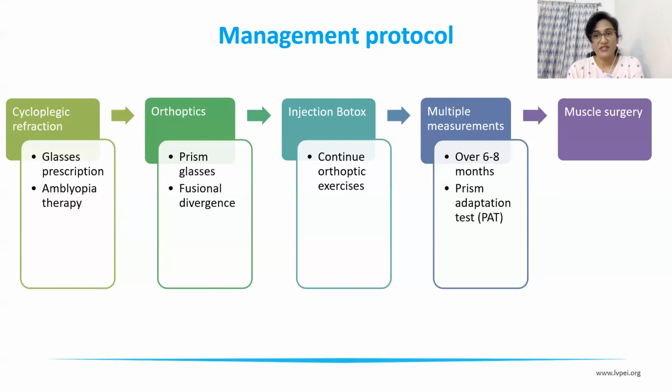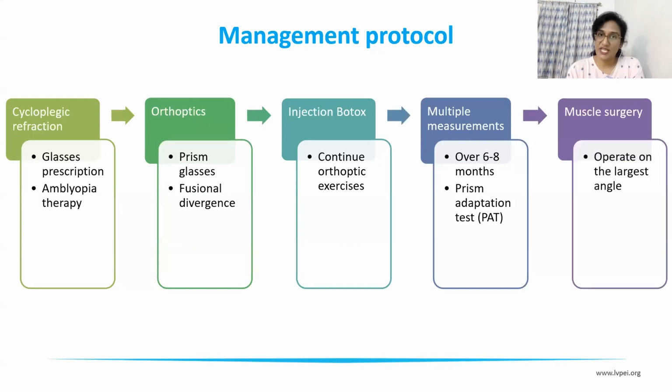Finally, after waiting for a minimum of 6 to 8 months, if there is a consistent angle, then we can plan for an extraocular muscle surgery. And it's always best to operate on the largest angle that has been found, and it is usually the one that comes up after PAT. So this is usually the sequence of management protocol that we follow in the clinics.